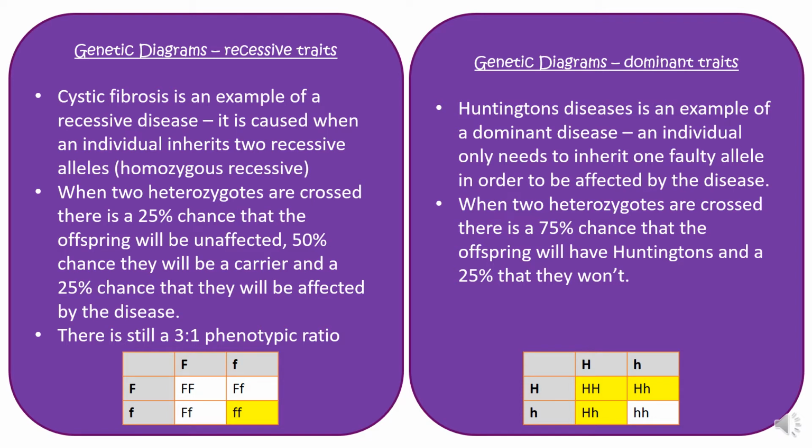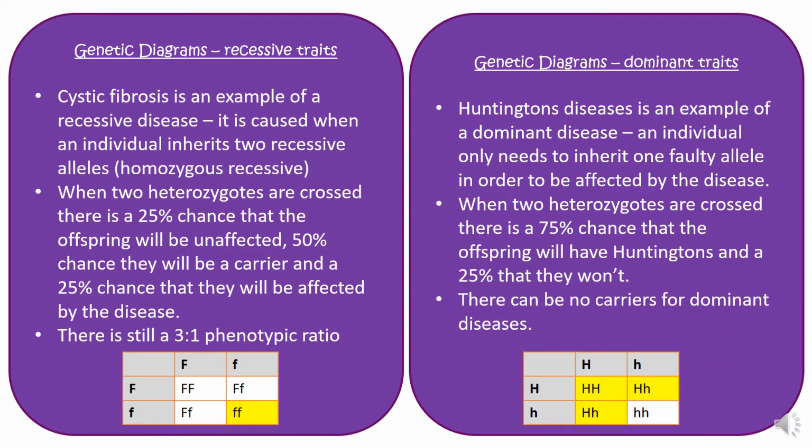So if we cross two heterozygotes here, you can see that we've got these three are now affected by Huntington's disease, and this one here is unaffected. So there's a 75% chance that the offspring will have Huntington's and only a 25% chance that they won't if both of the parents are heterozygotes.